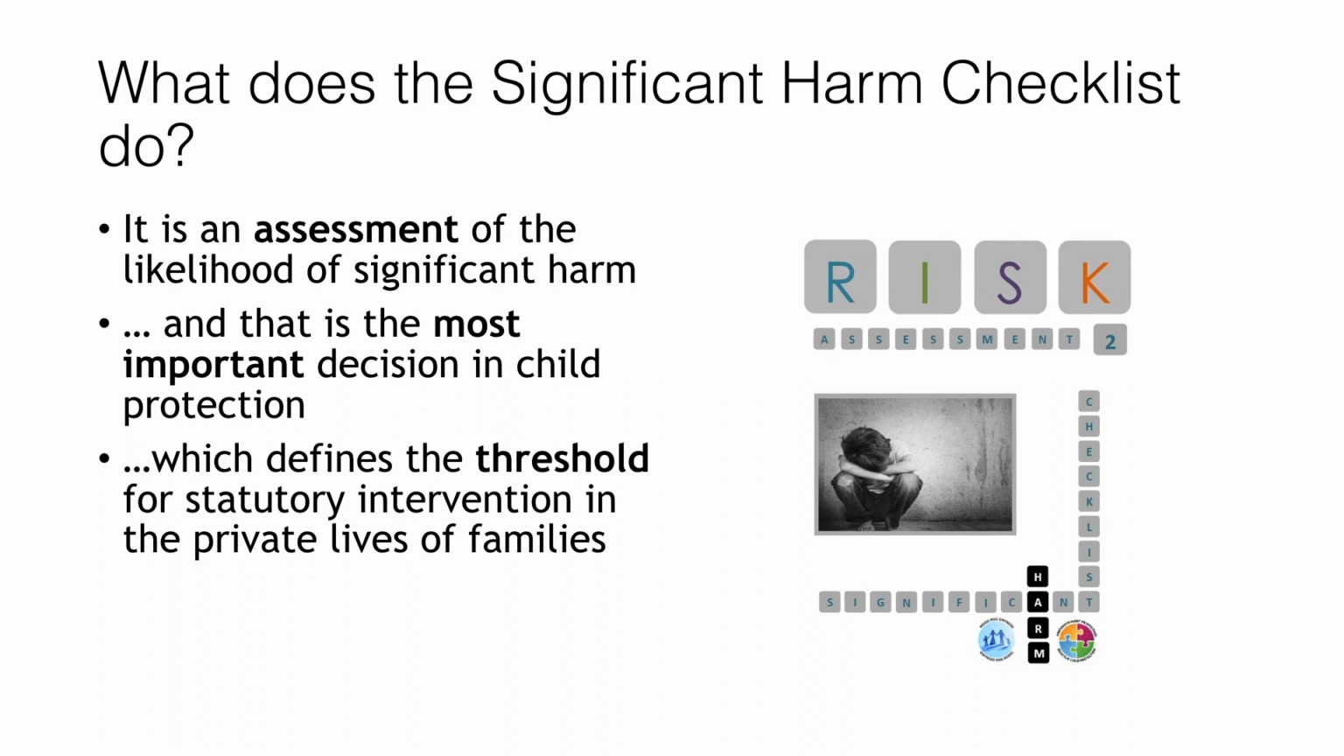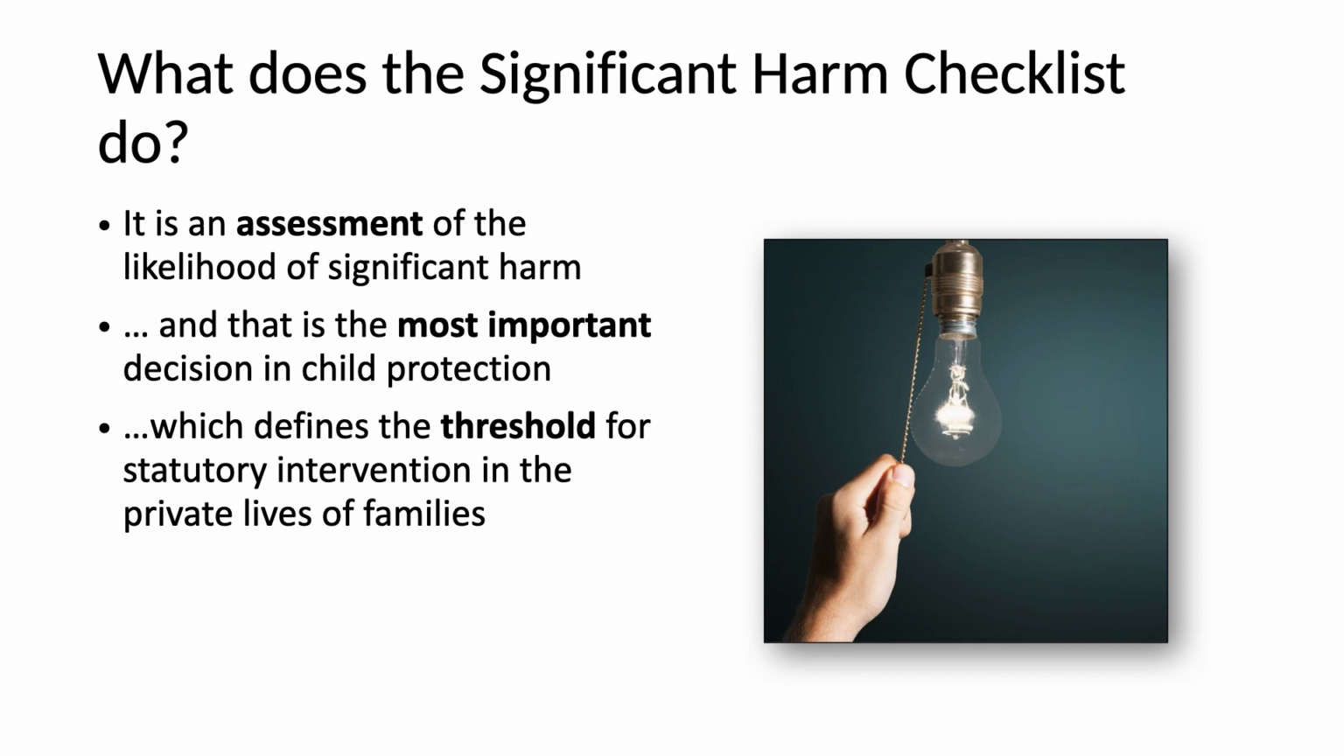It determines whether the state can or cannot interfere in the private lives of families. This question of significant harm is what gives us a duty to intervene. Think of it as a switch. If you have likelihood of significant harm, you have a lot of authority to act or protect children from harm, abuse or neglect. You do this regardless of the cooperation of families. It's a very invasive power that the state has in people's lives. And of course, if the switch is positioned the other way, you have no likelihood of significant harm, then you can't intervene without a family's consent.